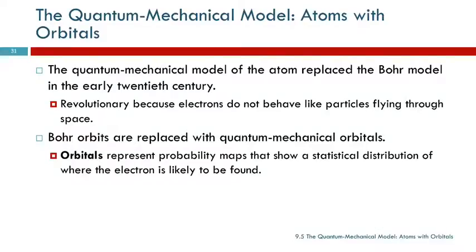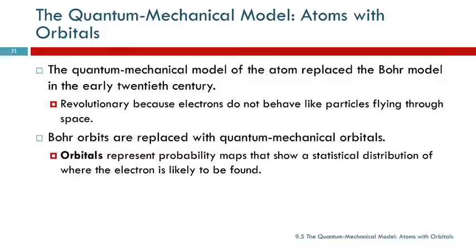So the quantum mechanical model was developed in the early 20th century and replaced the Bohr model. It really rose out of physics. It was revolutionary because instead of just treating electrons as particles of matter, which they are, it also sees them as waves. So electrons behave like particles, but they also behave like waves.